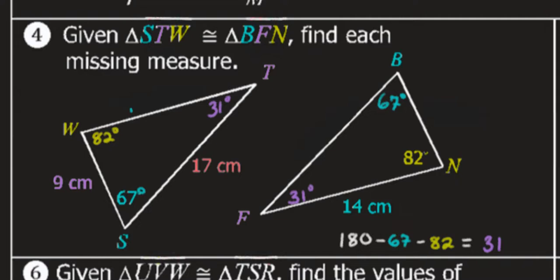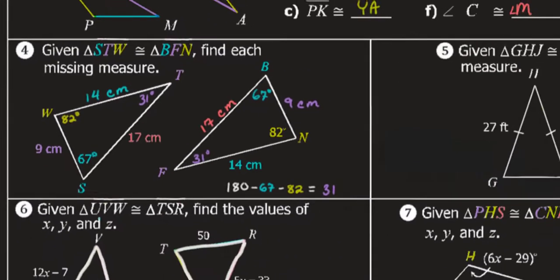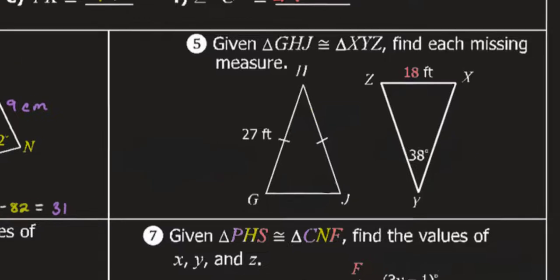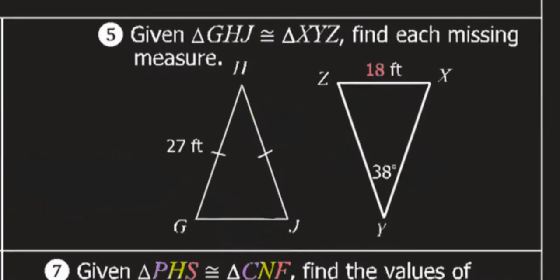ST equals 17. BF equals 17. FN equals 14. TW equals 14. SW equals 9. BN equals 9. Please pause the video and attempt number 5.